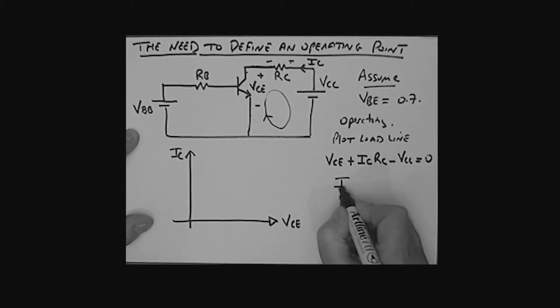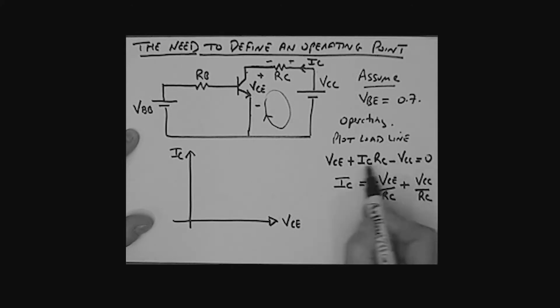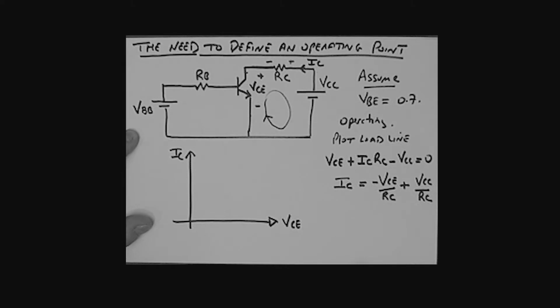Okay, so IC would really be equal to minus VCE divided by RC plus VCC, that's the power supply, this guy here, divided by RC. Please verify that you can do this from this simple loop equation here.